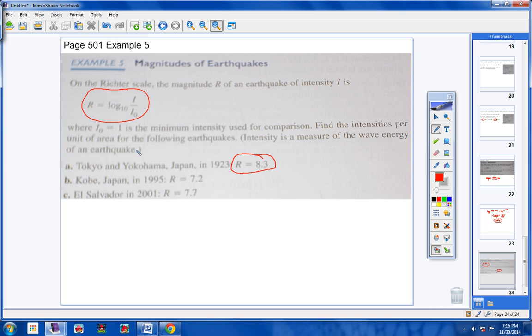Okay, now intensity is a measure of the wavelength of the earthquake. So we're going to use this model here. They're going to give us R. We're going to put a number in for R, and then we're going to solve for I. It's really not that hard, guys. It's pretty simple. So we're ending on a pretty simple problem. So here we go. Here's my model.